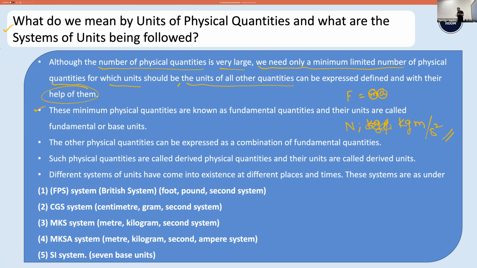What are those minimum quantities called? That's what the first question is. The minimum physical quantities are known as the fundamental quantities, and their units are called fundamental base units. This is the place from where you need to start writing. Okay, start making notes for it. I would suggest you copy the first point.